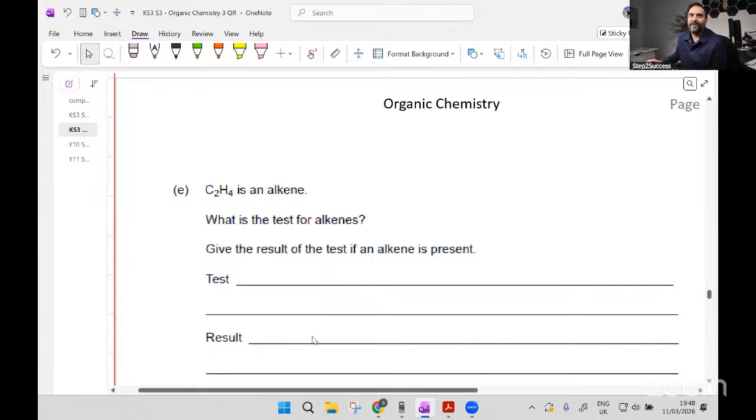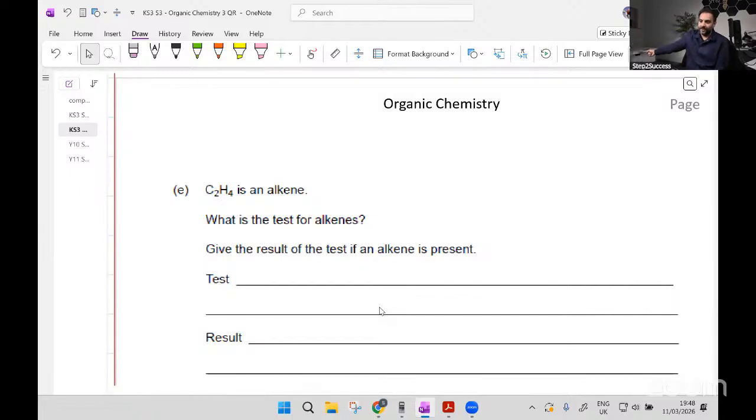4E, I'm not doing 4E because I've already talked about this several times. The test for alkenes is that thing with the bromine water. I said it's orange. It changes color. We mentioned this earlier. I think the same question has been repeated a couple of times.